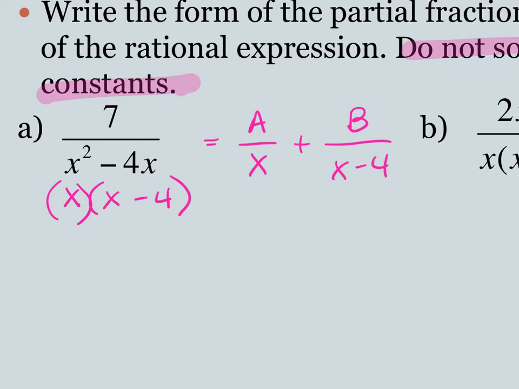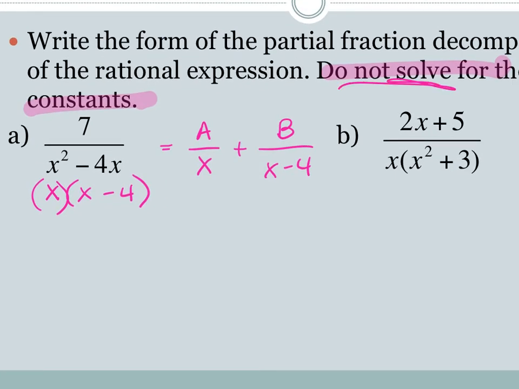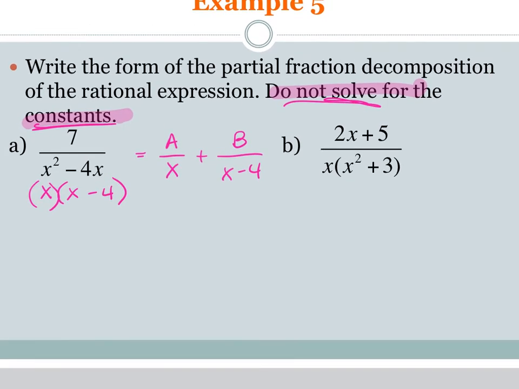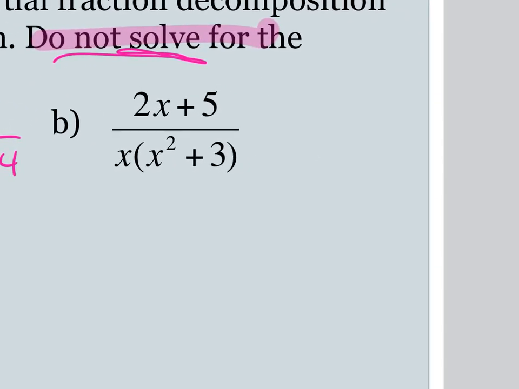And again, in a moment, we're going to figure out how to find A and B. But for right now, we are not solving for those constants. We're leaving them as they are. Look at B. Is B in factored form? The denominator? Yeah, it's already factored. So even though there's a squared there, it's already factored. So I get A over one of the factors, which is X, and then B over the other factor, which is X squared plus 3.